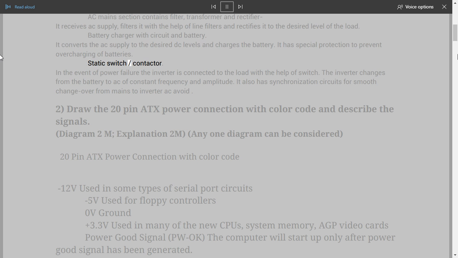Static switch/contactor. In the event of power failure, the inverter is connected to the load with the help of the switch. The inverter changes the battery DC to AC of constant frequency and amplitude. It also has synchronization circuits for smooth changeover from mains to inverter AC.